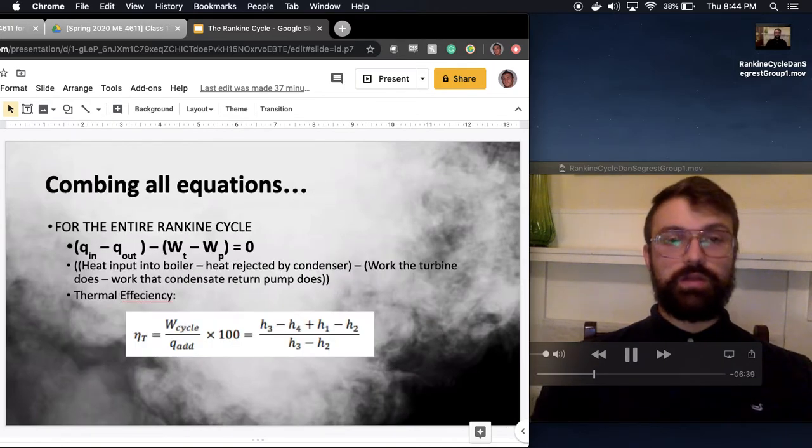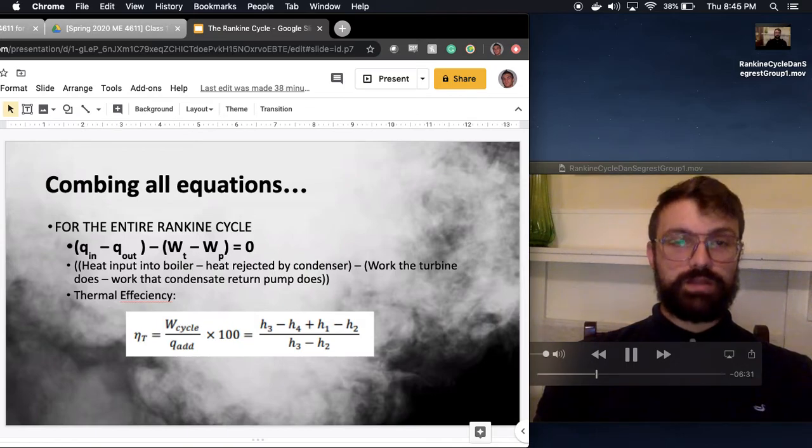And then when we combine all the equations for the entire Rankine cycle, we have Qin minus Qout minus, as a quantity, work of the turbine minus work of the pump is equal to 0. So the heat input into the boiler minus the heat rejected by the condenser minus, as a quantity, the work the turbine does minus the back work that the condensate return pump does. And at the bottom, we have how that all comes together mathematically.